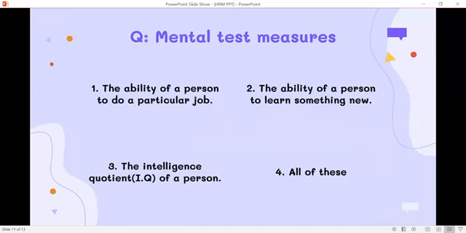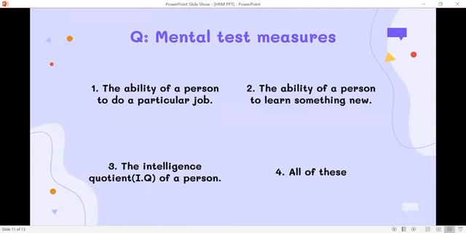Now, a question related to my topic: mental test measures. Option number one, the ability of a person to do a particular job. Second, the ability of a person to learn something new. Third, the intelligence quotient of a person. Fourth, all of these. Option 3, IQ of a person.